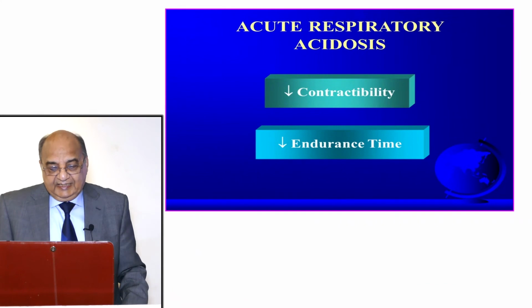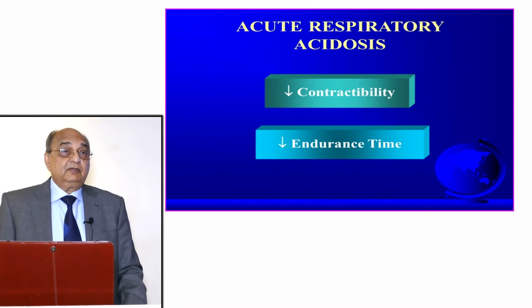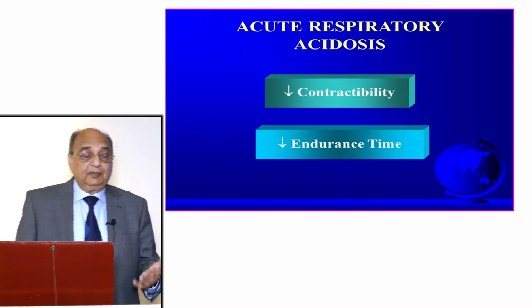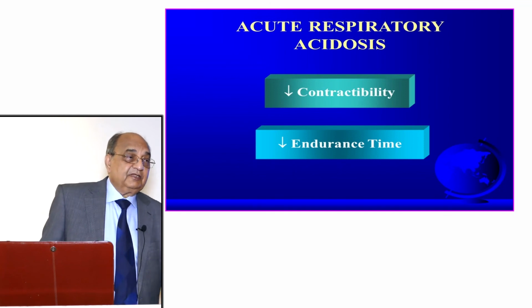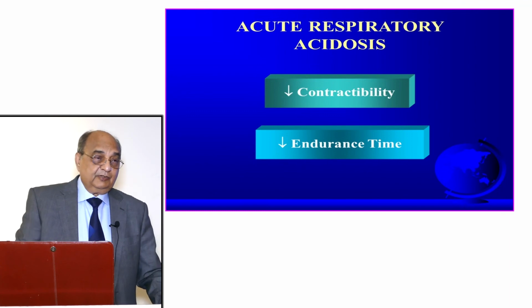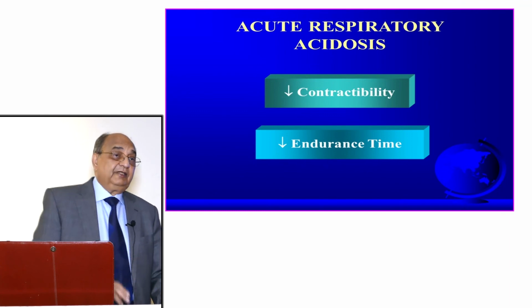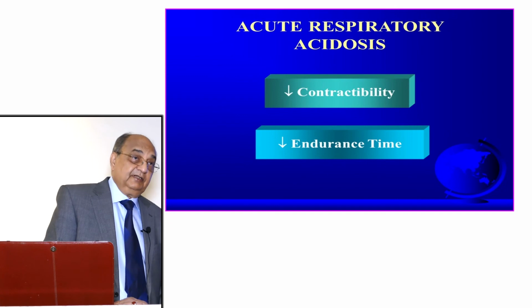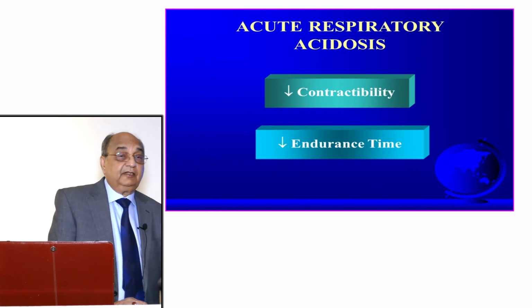Then decreased endurance time. Now you want to ask the patient to breathe, then how long can the patient breathe properly? So acute respiratory acidosis can affect the tolerability of a person for spontaneous breathing. So these factors we have to keep in mind before we decide that the patient should be weaned off the ventilator.